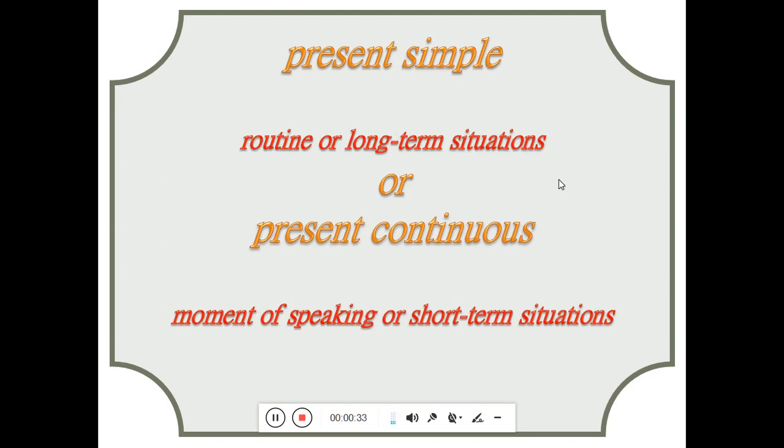Let's make it more concrete. Present simple is used for routine. It means repeated actions, habitual events, or timetabled events, or frequent actions. What is important is repeated actions. Present continuous, on the other hand, is used for something that is happening at the moment of speaking, means right now, at this moment. Yes. Now let's see some examples.